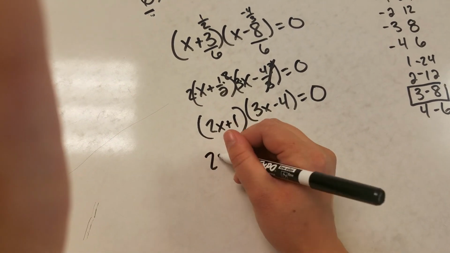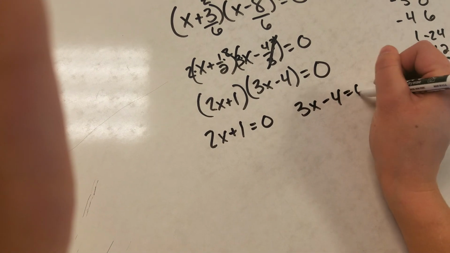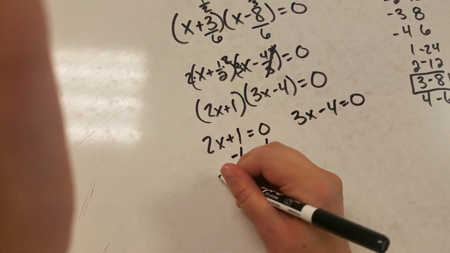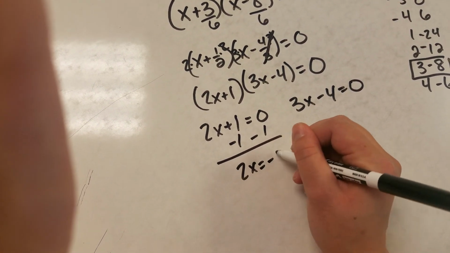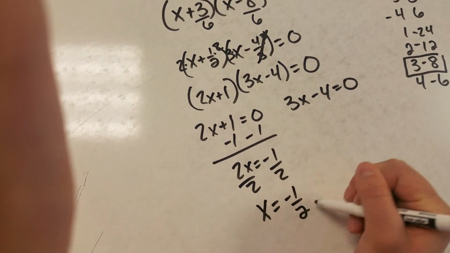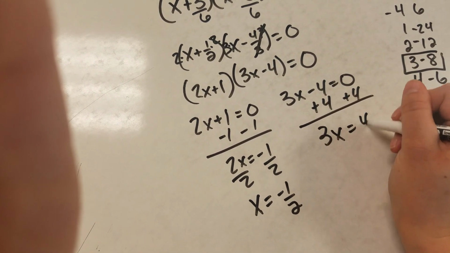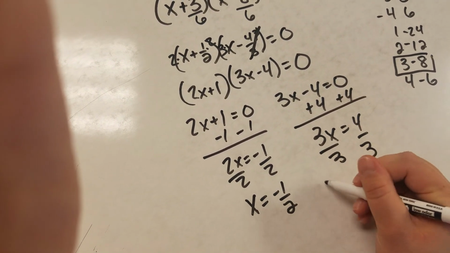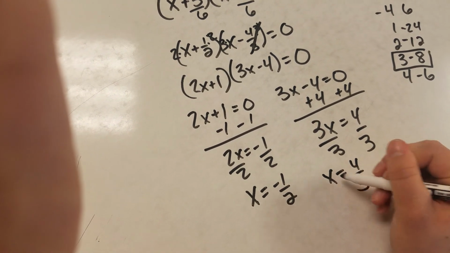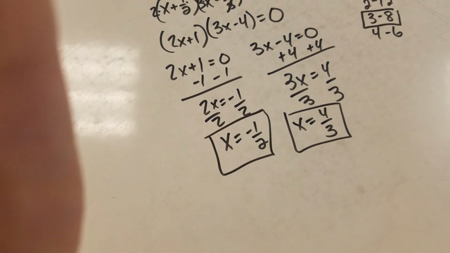Our last step is to set them both equal to 0 and solve from there. So first one, we're going to subtract 1. We get 2x equals -1, divide by 2 to get x equals -1/2. Second one, we're going to add 4. We have 3x equals 4, divide by 3, and we get x equals 4/3. So our two answers are x equals 4/3 and x equals -1/2.